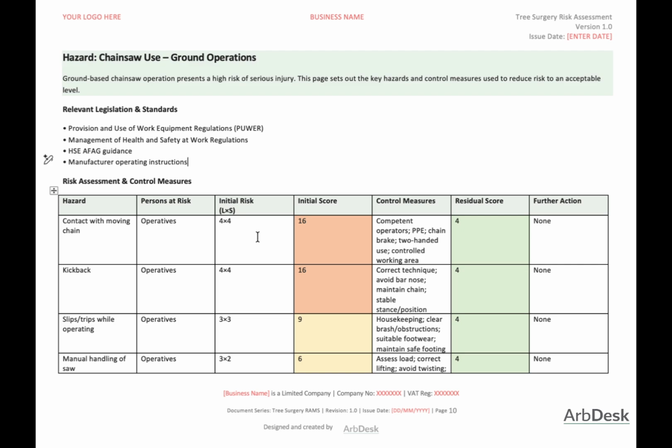Control measures are clearly defined, and it's not just wear PPE, they're ARB specific. So it's competent operators, chain brake, two hands, correct technique, avoid bar nose, stable stance. And then the residual risk is recorded after those controls are applied. So this is structured, task-specific documentation, and this is what commercial clients expect to see.